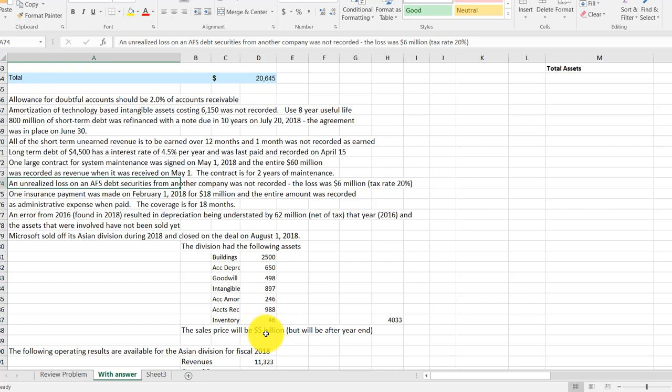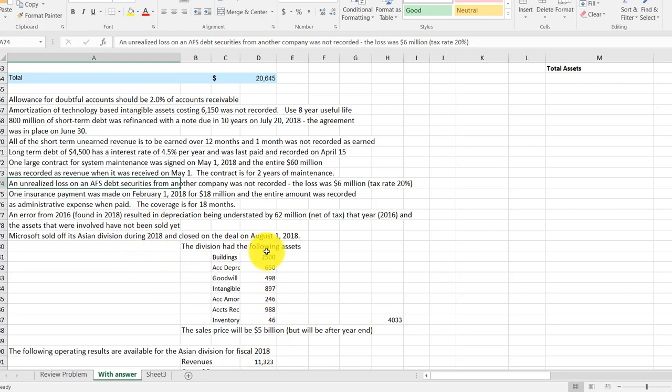That's after June 30th for $5 billion. So we do not have to worry about the sales price or the gain on the actual sale of the business on this financial statement. We would do so next year, following year. But we do need to separate.